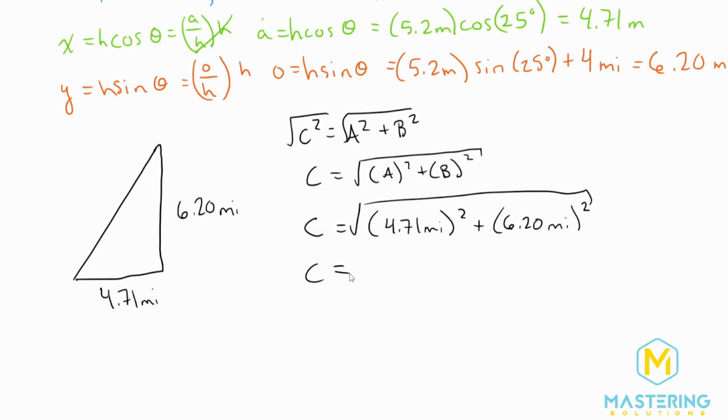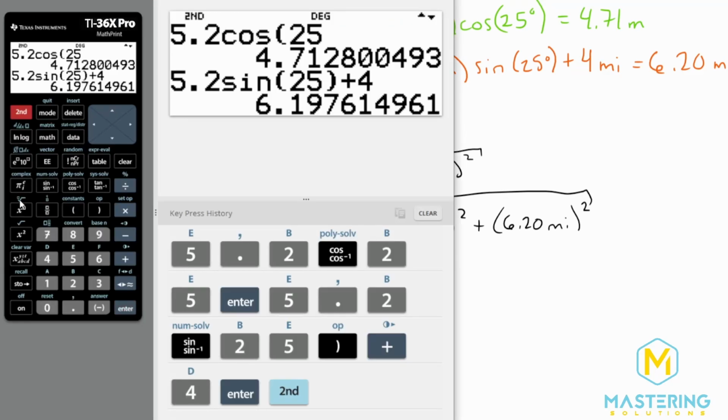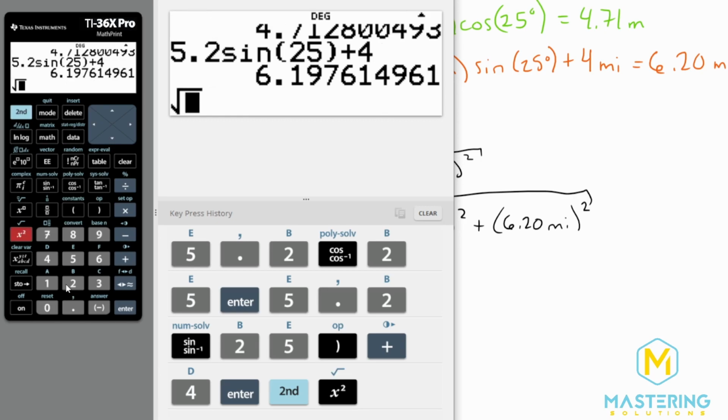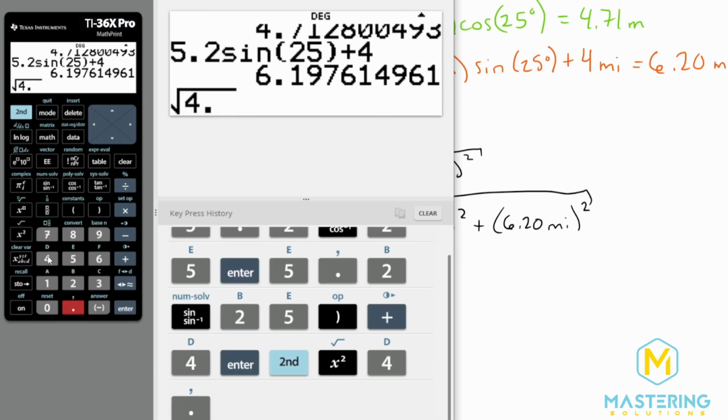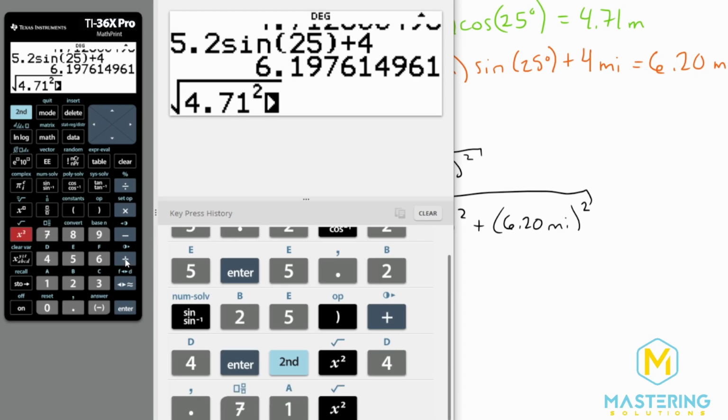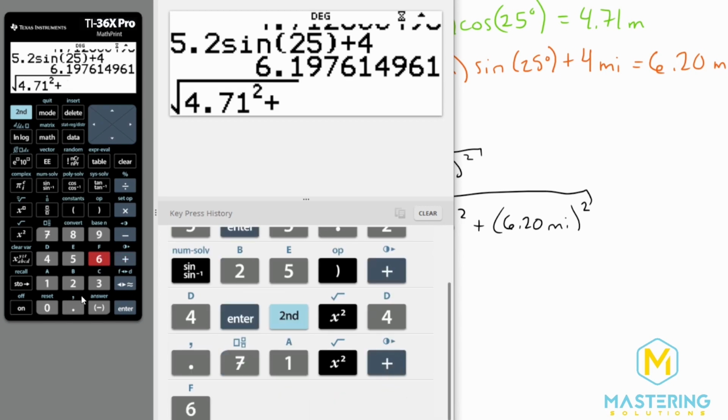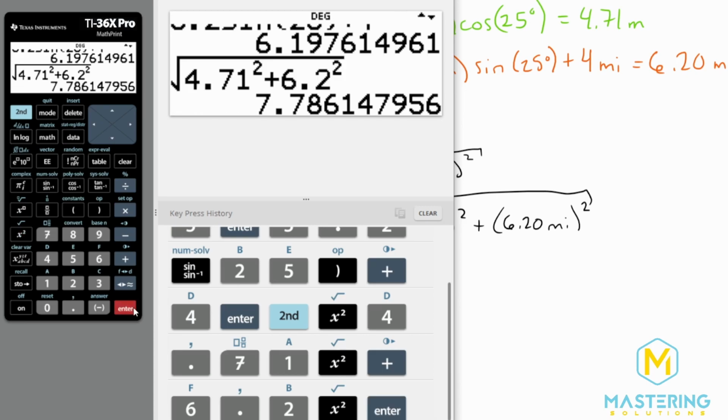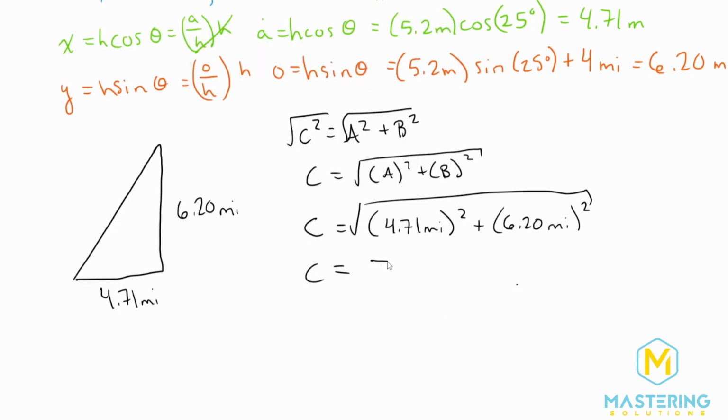And when we plug that into our calculator, we have the square root of 4.71 squared plus 6.2 squared, which is 7.786, so 7.8 miles. So c, or the distance that she went from start to end, or her displacement, was 7.8 miles.